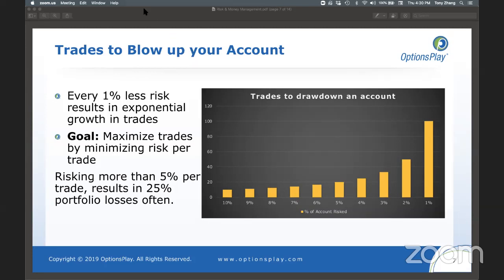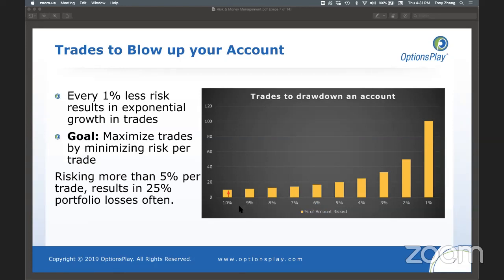Because if you find yourself risking 10% of your account per trade, it only takes 10 trades for you to blow up your entire account, which means that if you even have 3 losing trades in a row, you've already lost enough to become quite difficult for you to get back. And I'll show you in the next slide how easy it is to have 3 losing trades in a row. For any of you that have long trades this week, you probably had 3 losing trades just this week alone.